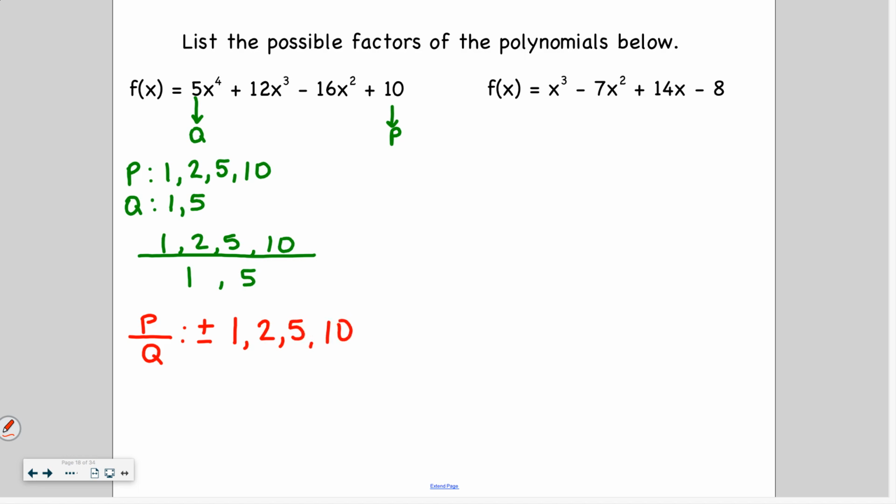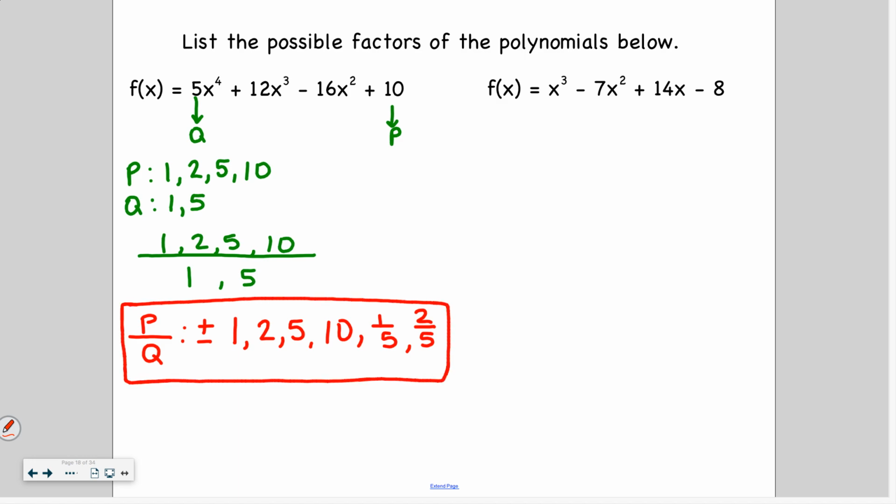Then I'm going to take and do all of them over 5. So 1 over 5 is 1/5. 2 over 5 is 2/5. 5 over 5 is 1, but we've already got the 1, so we don't have to rewrite that. 10 over 5 is 2. We've already got the 2. Now, if you don't recognize that, that's okay. You can go ahead and write them down. But that is listing all of your possible factors. Okay? Now, I want you to pause the video for a second, and I want you to try the next one, and then see if you get the same thing I did.